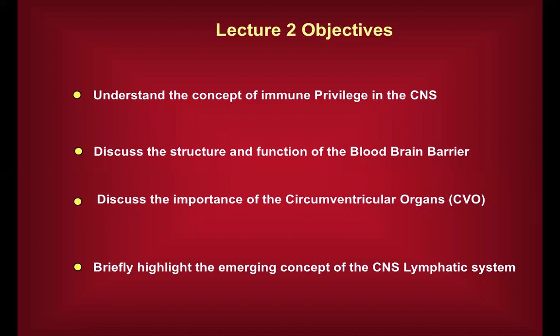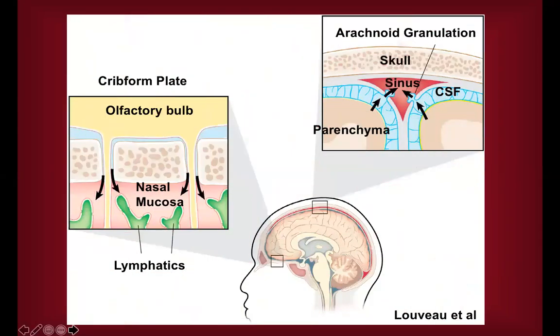So we're going to talk about immune privilege. We want to talk about the structure and function of the blood-brain barrier. We're going to talk about the circumventricular organs and highlight the emerging concept of CNS lymphatic system. So I think we need to know a little bit of neuroanatomy.